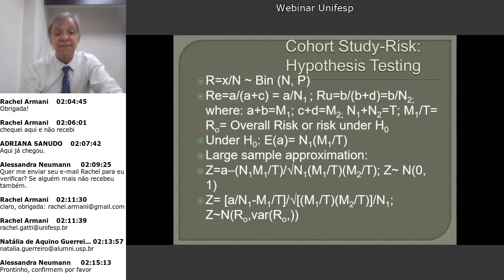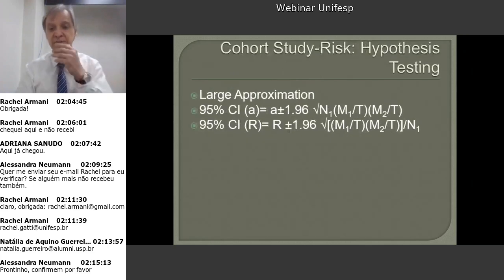Then you divide that by the variance of that, which is PQ over N. N1 to multiply M1 over T, M2 over T. It's PQ over N multiplied by N. It's going to give you the variance. It's going to be Z of normal and the variance of that.